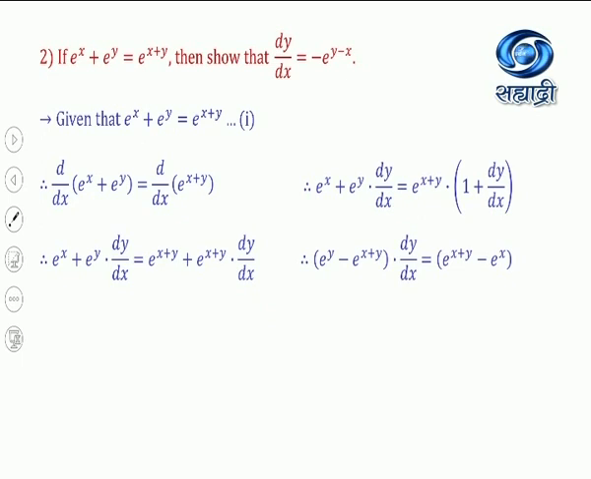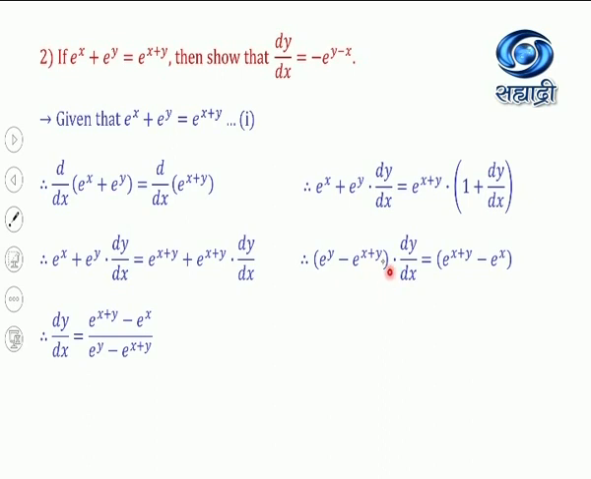And now, take this second term on the left hand side, it becomes minus. And then take dy by dx as common from these two terms. So, we get e raised to y minus e raised to x plus y into dy by dx. And now take this first term on RHS. It becomes minus. So, we write in this way e raised to x plus y minus e raised to x. Students, now see our next step.